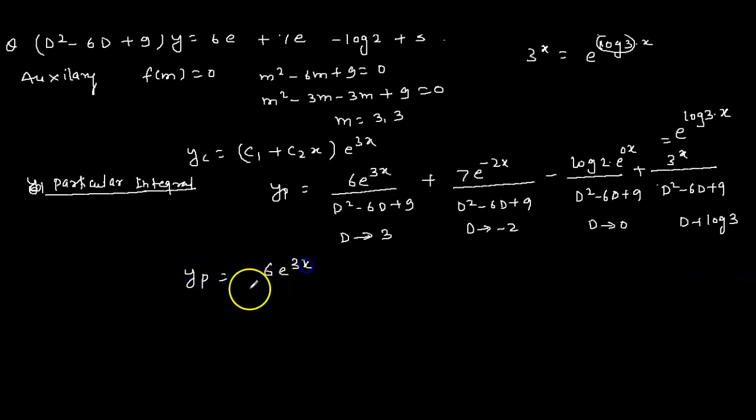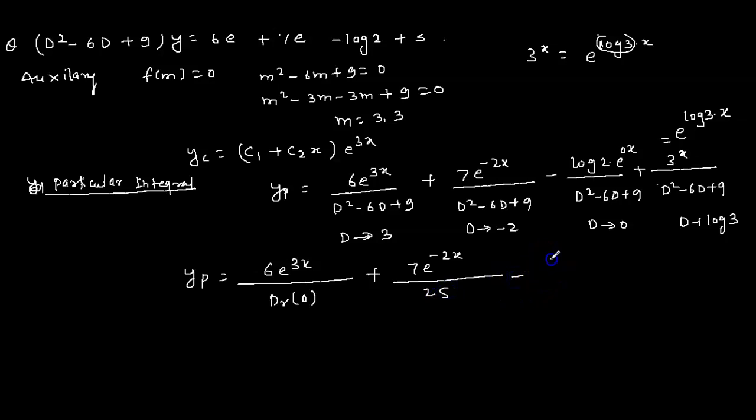6 into e power of 3x divided by this one, 3 square is 9 minus 18, how much will you get? It will be 9 minus 18 plus 9. So 0. So here the denominator is getting 0. Plus here, this is minus 2, not 0. Minus 2 square is 4, minus minus 4 plus 12, 16. 16 plus 9 is 25.